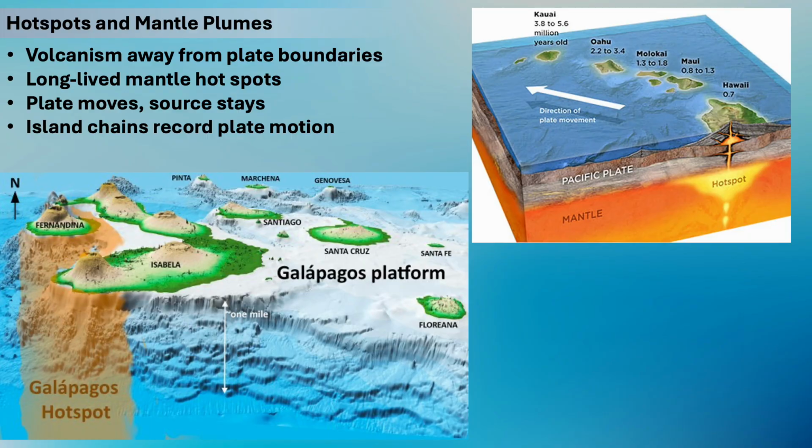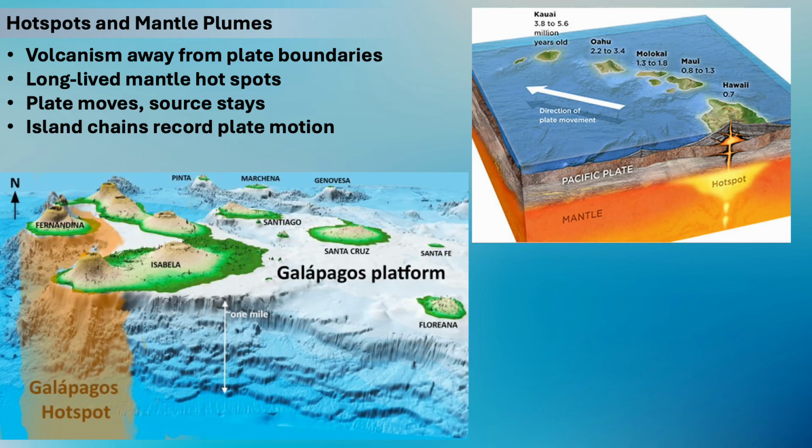Up to this point, we have focused on volcanism that occurs at plate boundaries such as mid-ocean ridges and subduction zones. However, not all volcanic islands form at plate boundaries. Some volcanic islands form in the interior of tectonic plates, far from any plate boundary. These are associated with what we call hotspots.